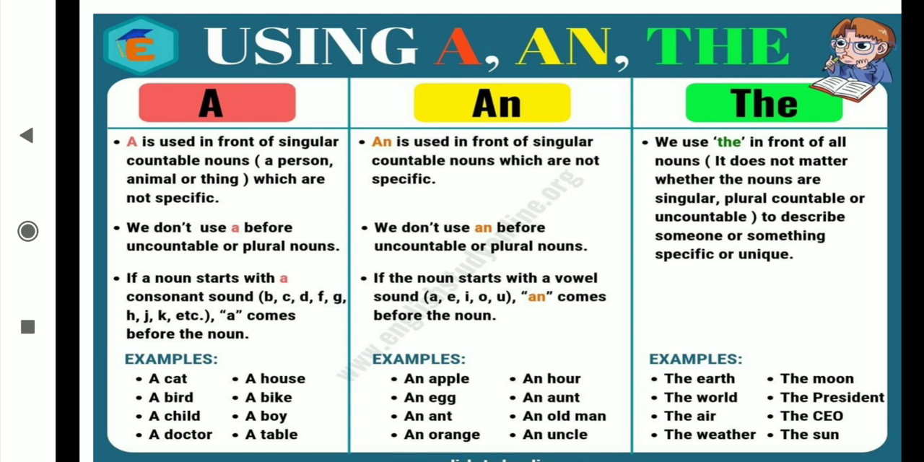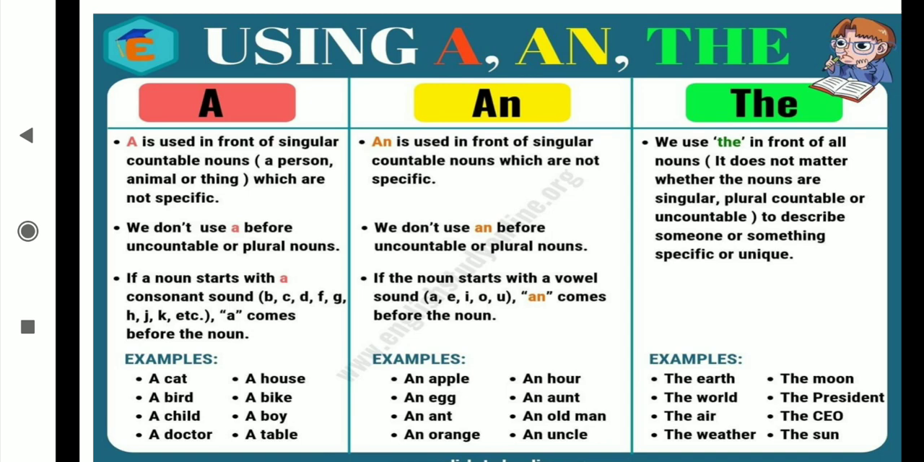Now we will see a and the again in detail. A is used in front of a singular countable noun which is not specific. We don't use a before uncountable or plural nouns. If a noun starts with a consonant sound, B, C, D, F, G, H, J, K, etc., a comes before the noun. A cat, a bird, a child, a doctor, a house, a bike, a boy, a table.